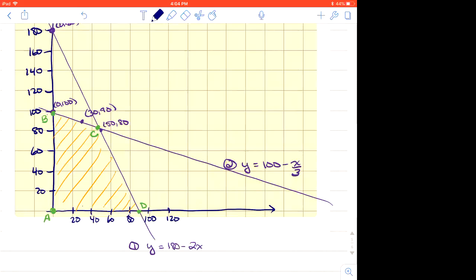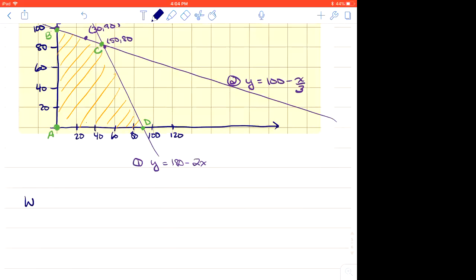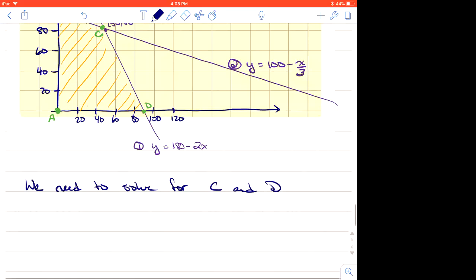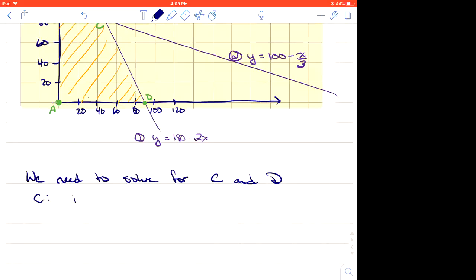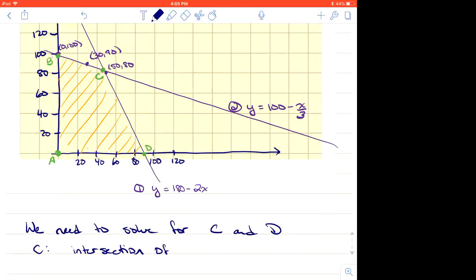We know where B is, right? 0, 100. We don't know where C is, right? So we have to solve for C, the point of intersection. And we're also going to have to solve for D, right? The point of intersection. Okay. So we need to solve for C and D. So C is the intersection of, and this is where it helps that we've drawn out these lines. It's the intersection of 1 and 2.